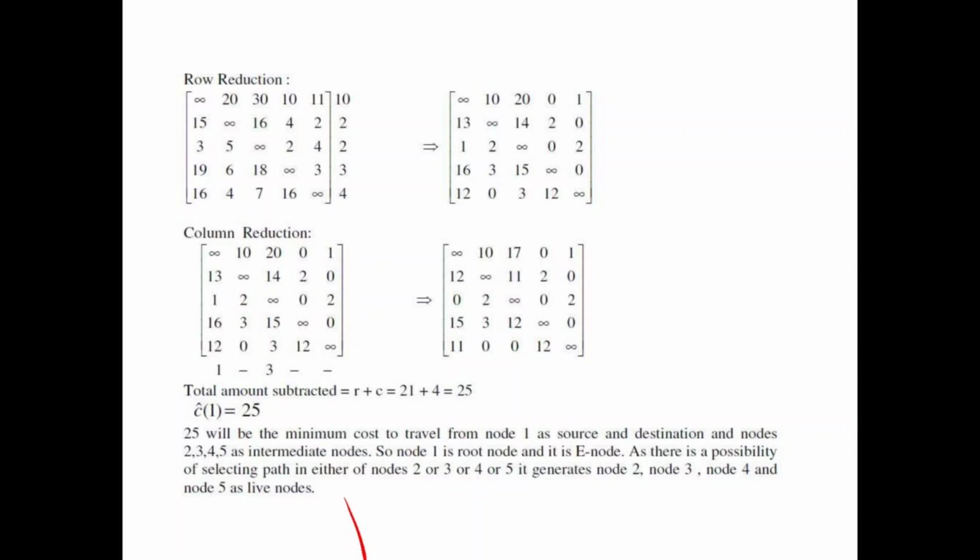Next one, 16 minus 4. 16 minus 4 is nothing but 12. Next, 4 minus 4 is nothing but 0. 7 minus 4 is nothing but 3. 16 minus 4 is nothing but 12. Next, infinity value will be same.